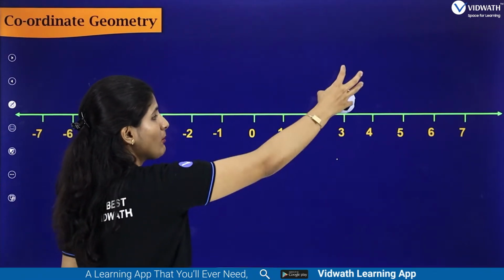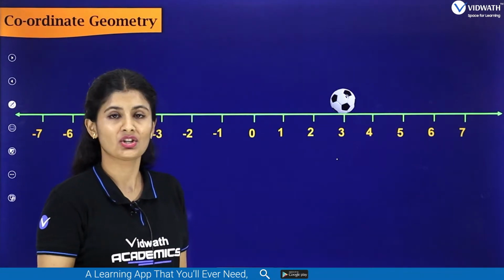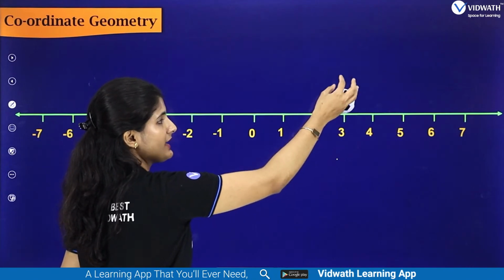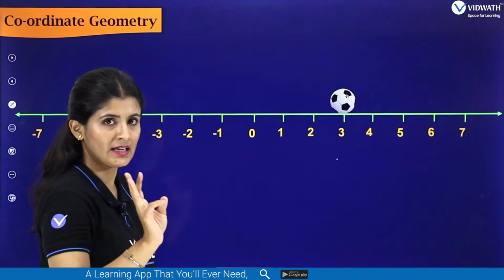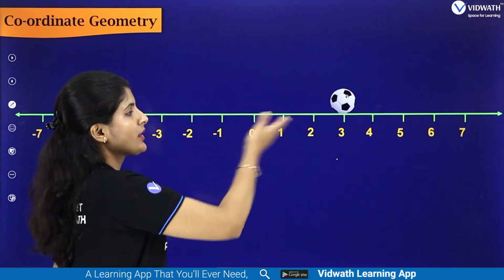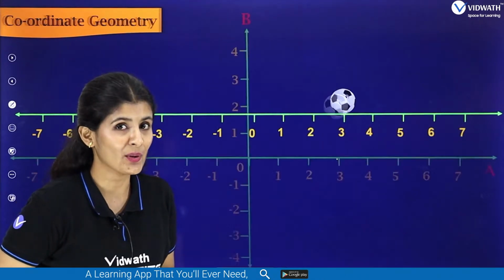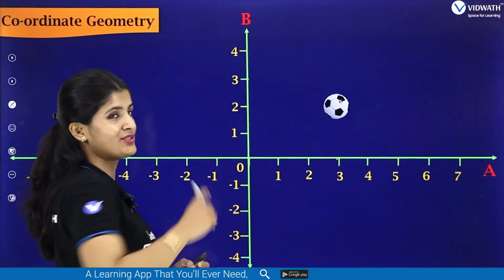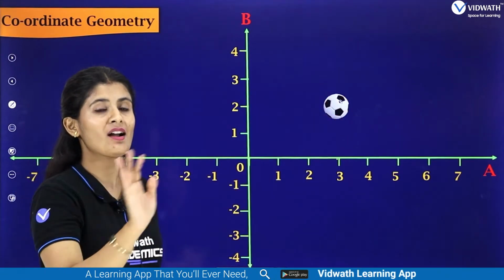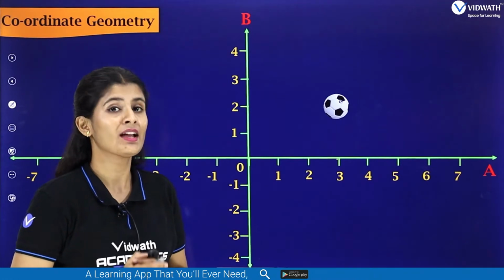Now, since the ball is placed on the number line here, I can easily tell the position of the ball. Clearly, the ball is placed at the point 3. Therefore, the position of the ball is at the point 3 on this given number line. Simple, isn't it? Now, tell me the position of the ball here on the screen wherein it is not lying on a number line. In this case, what do we do?